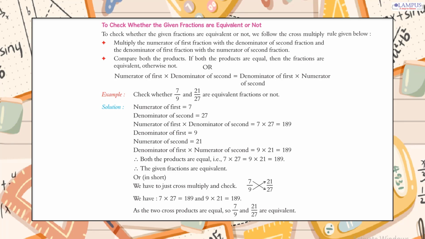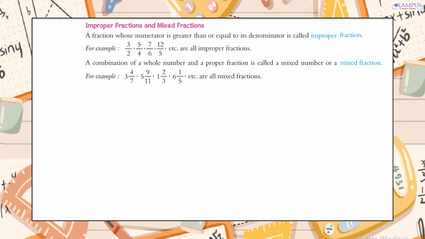Therefore, the given fractions are equivalent. Or, in short, we have to just cross-multiply and check. We have 7 times 27 equals 189 and 9 times 21 equals 189. As the two cross products are equal, so 7 by 9 and 21 by 27 are equivalent.